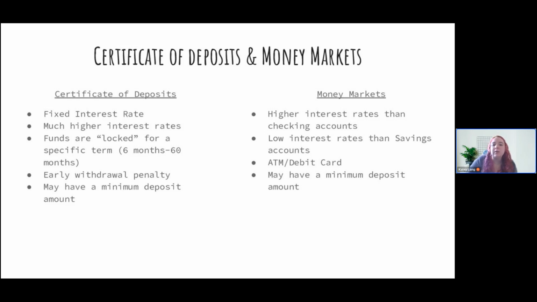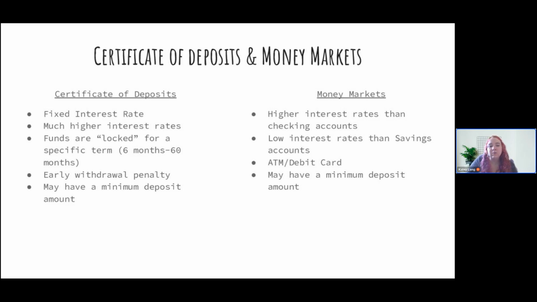Typically it's going to be anywhere between 6 months and 60 months, somewhere in between there. So those funds would be locked in, but generally at a much higher interest rate, which is making them tempting. That's kind of the motivation behind them, that high interest rate. And generally there is an early withdrawal penalty.